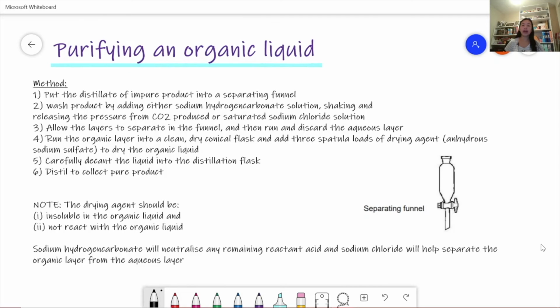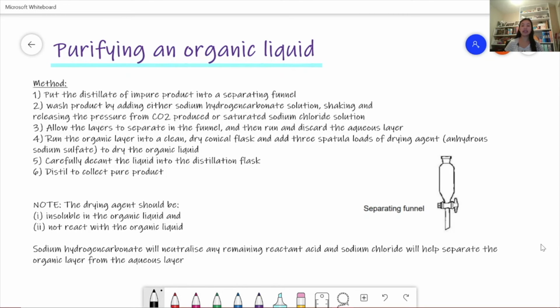We then run the organic layer into a clean, dry conical flask and add 3 spatula loads of drying agent, which we're using anhydrous sodium sulfate, and this will dry the organic liquid. We then carefully decant the liquid into the distillation flask, and decant just is a fancy word for filter. And the last step is to distill to collect a pure product.